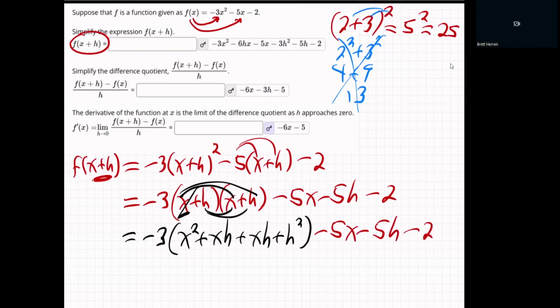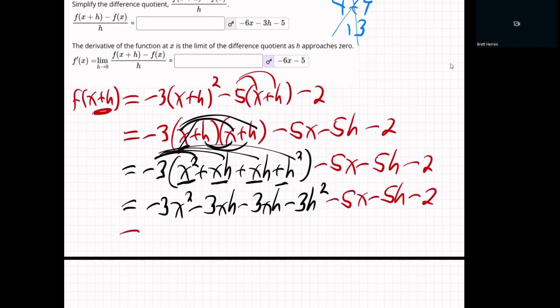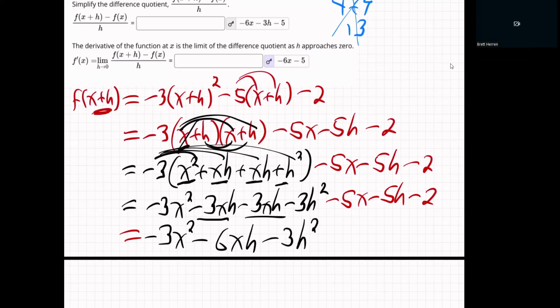And now I'm going to take that minus 3 and distribute that one. Boom, boom, boom, boom. And so what do we get? Minus 3x squared minus 3xh minus 3xh minus 3h squared. And then minus 5x minus 5h minus 2. Now gather some terms together. Minus 3xh and minus 3xh, those are like terms. Minus 6xh minus 3h squared, and then everything else: minus 5x, minus 5h, minus 2.